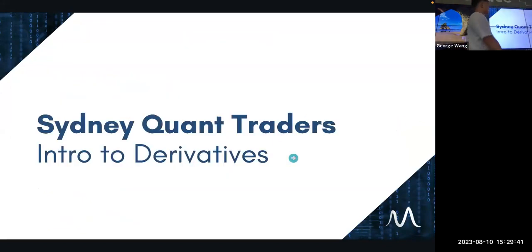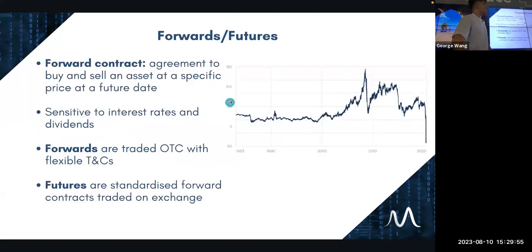Now we're going to be talking about something called derivatives. This is just like the derivatives in math. These securities rely on the underlying assets, right? So their prices are determined by the underlying assets. For example, you have something called forwards and futures, and you can have a future on a stock, or you can have a future on a commodity, right? That's why they're called derivatives. But a forward contract is an agreement to buy and sell an asset at a specific price at a determined date, right?